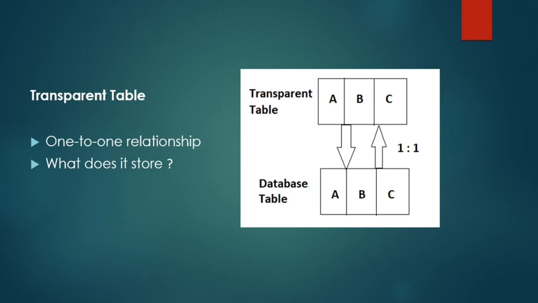You can easily identify what a transparent table is from this diagram given. Transparent table has a one-to-one relationship with the SAP database table. That is, the SAP database table and transparent table have the same data and fields inside them. Transparent table contains business and application data. That is nothing but master or transactional data.